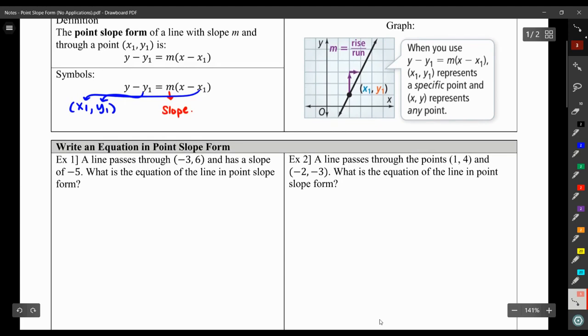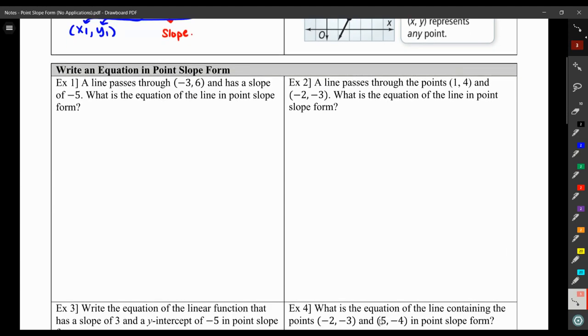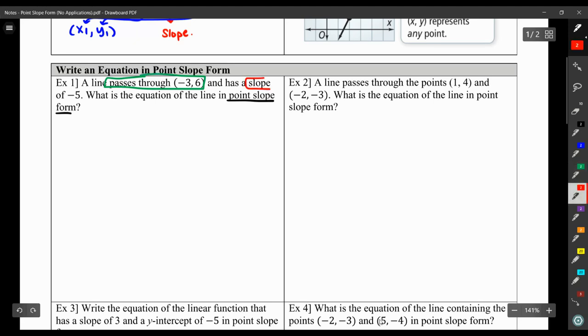So for example number 1, a line passes through -3, 6 and has a slope of -5. What is the equation of the line in point slope form? So before we've been just dealing with slope intercept. Now we have another way of writing a line. So make sure you're paying attention to what kind of equation you want. So I know that the line passes through -3, 6 and it has a slope of -5.